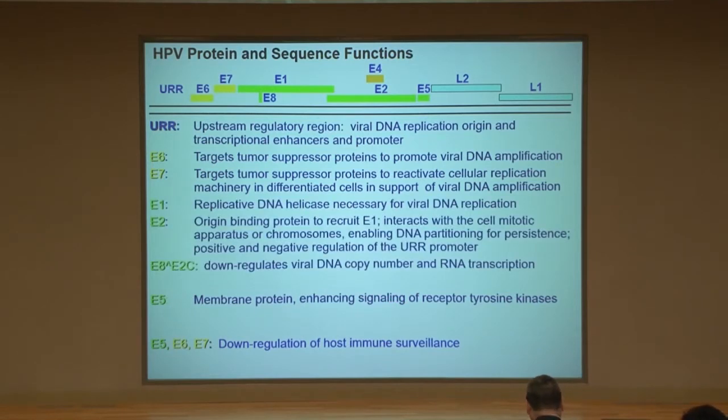And the virus encodes E1 and E2 proteins. Those are the two proteins responsible for maintenance as well as amplification. There's also an E4 protein bound to cytokeratin. We don't know what its function is, probably to facilitate virus release. And importantly, E5, E6, and E7 all downregulate host immune surveillance to establish a persistent infection.